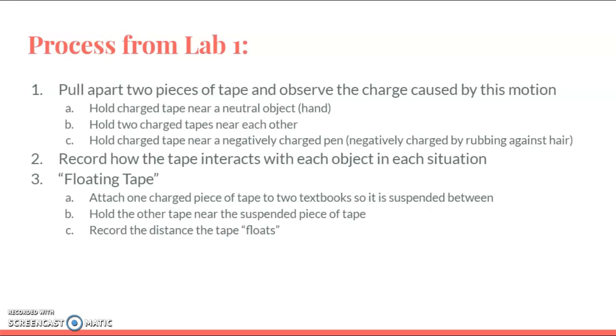Again, in lab 1, we pulled apart a piece of tape and observed the charge caused by this motion. We recorded how the tape interacted with each object in each situation when we held it near a neutral object, a charged object, and a positively or negatively charged object. We also recorded the floating tape model, which is more important in this lab. We attached one charged piece of tape to two textbooks to suspend it, and then we held the other tape near the suspended piece of tape and recorded the distance the tape floated. I will show you the distance the tape floated and all of the experimental data from lab 1 in a later slide.